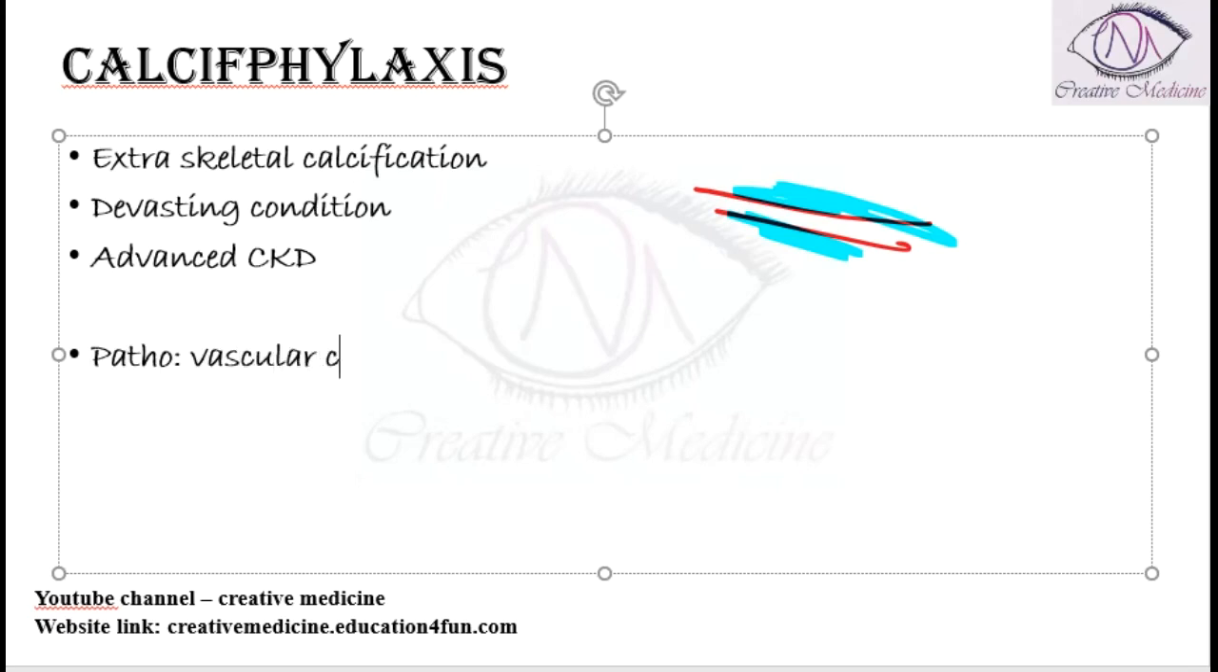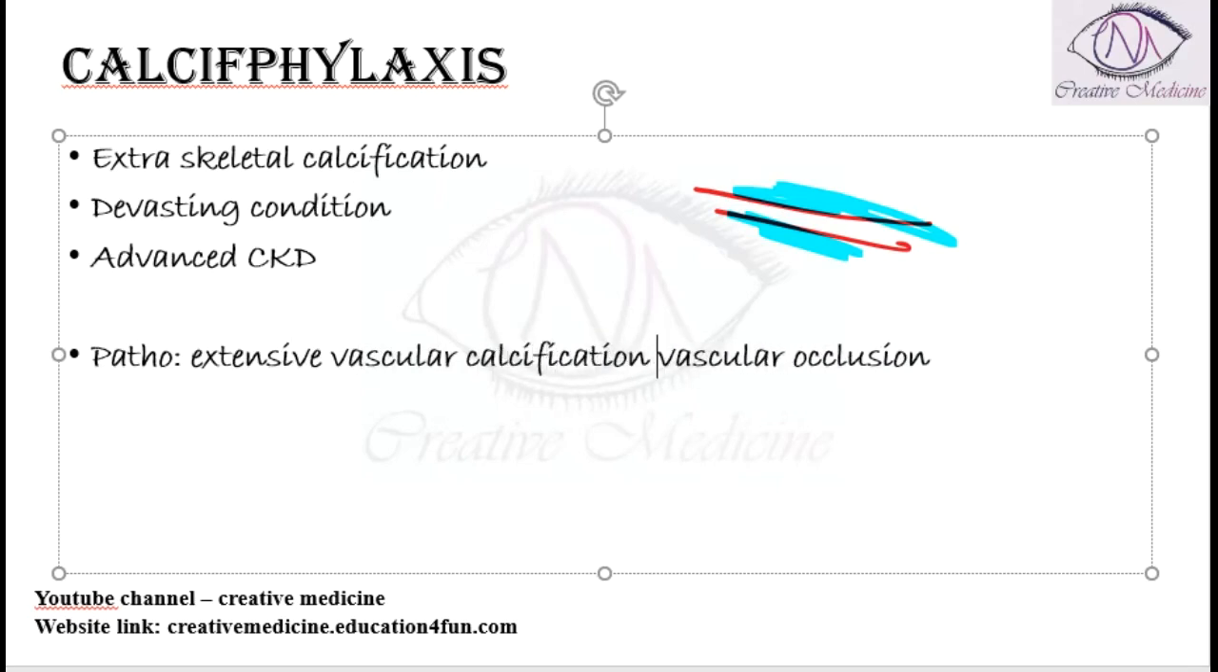presence of vascular occlusion. First, there is extensive vascular calcification. This extensive vascular calcification will lead to the vascular occlusion, resulting in calciphylaxis.